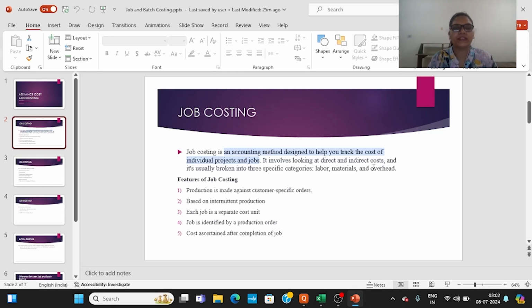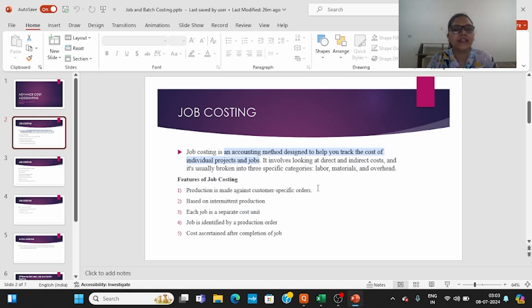Features of job costing. Production is made against customer specific orders. The production is generally made against a customer's specific order and not for stock. Whenever the order is received, then only the production is carried on, otherwise no production is carried on in case of job costing.